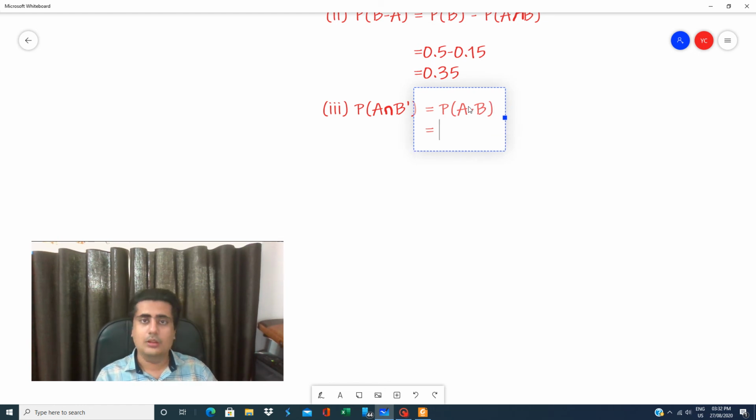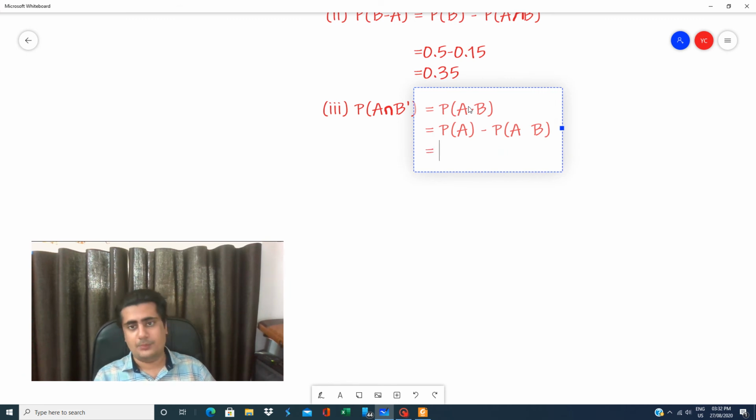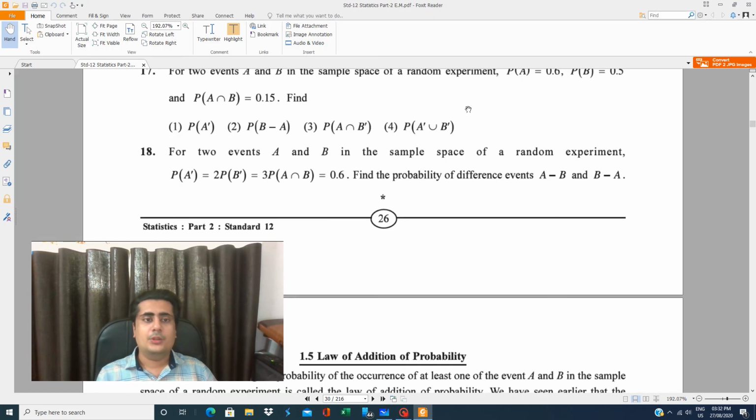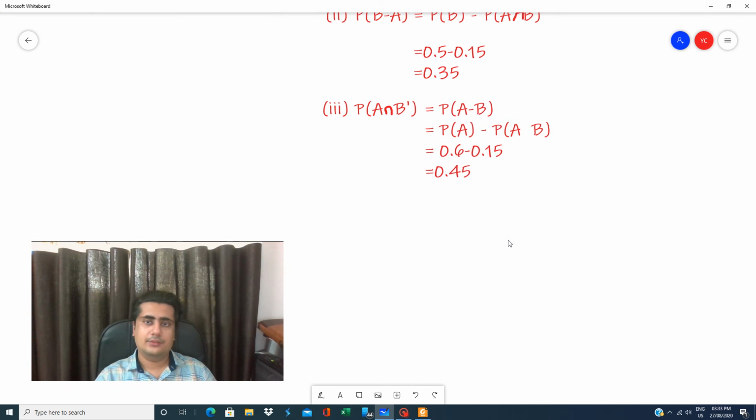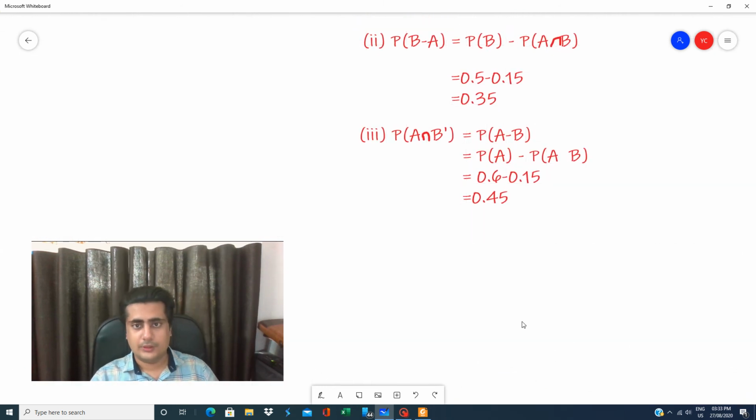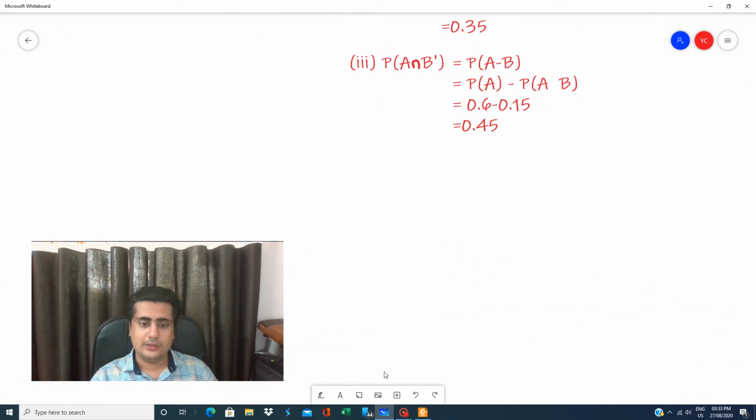Now you have to learn this if you don't know. The formula of A minus B is P of A minus P of A intersection B. Now it's very simple. What is P of A? P of A is 0.6, and the intersection is 0.15. So your answer should be 0.45. Right. So I have solved three sub questions.